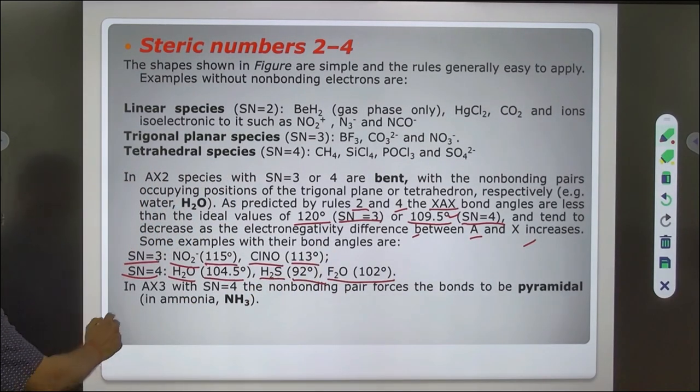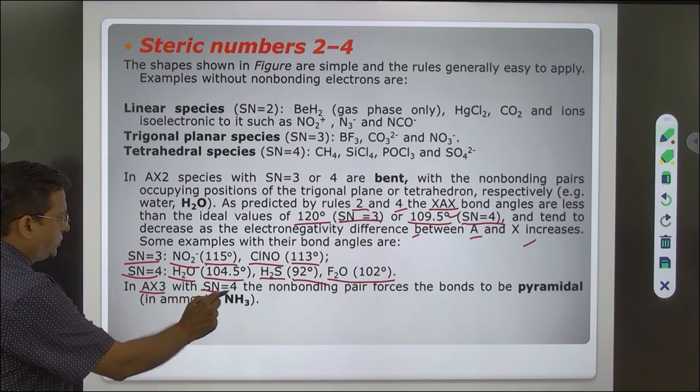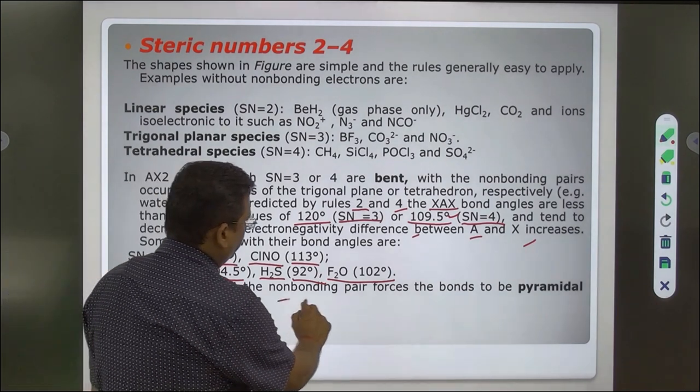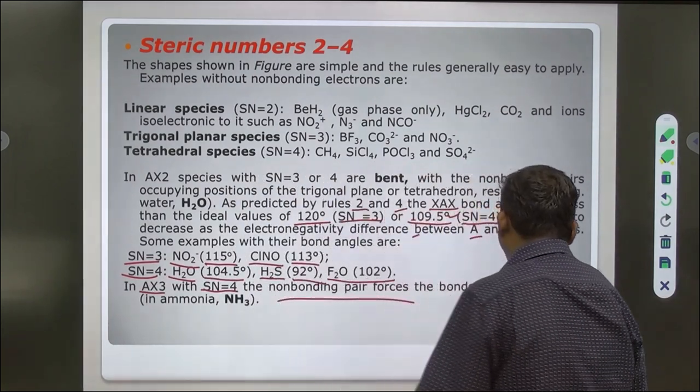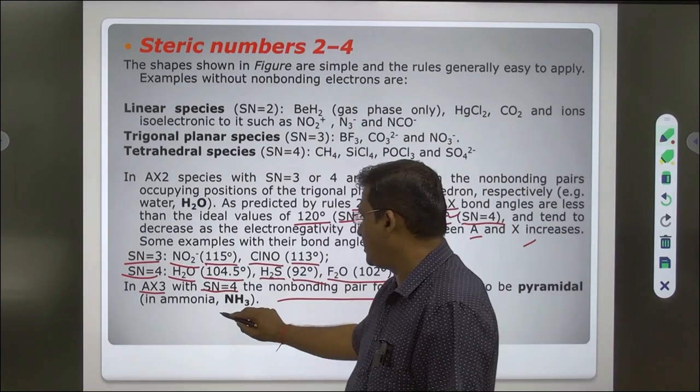In AX3, where the steric number is 4, the non-bonding pair forces the bonds into a pyramidal shape, as in ammonia.